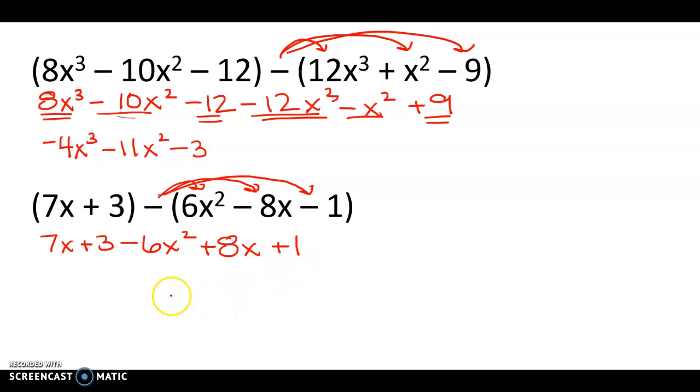Now I can go through and combine my like terms, starting with my highest. So my highest is the x squared, and there is nothing to combine it with. So he just stays by himself. 7x and 8x gives me 15x, and then 3 plus 1 makes 4.